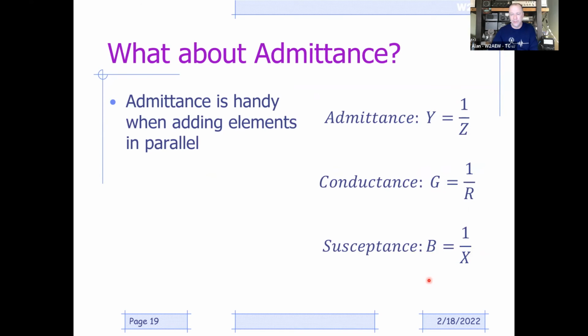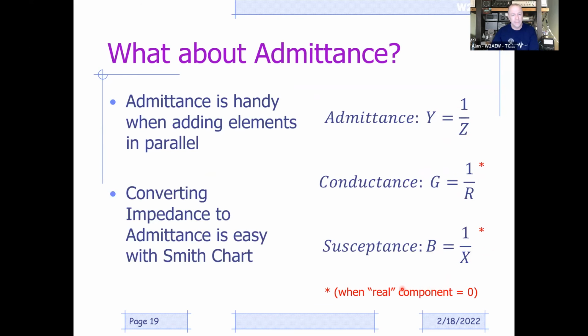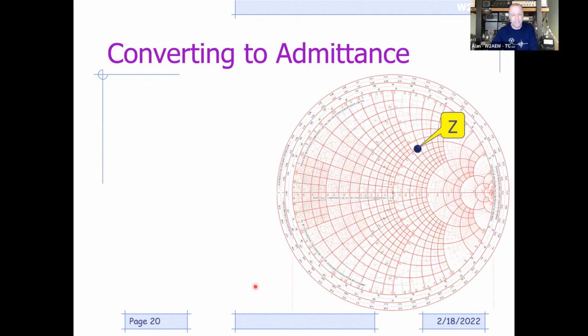So we call that B. But the reality is that if we have a complex impedance, it's not as simple as just inverting each element. It's a bit more complex than that, okay? So converting an impedance to admittance is really easy on a Smith chart. Mathematically, it's tricky when you have a complex impedance, but on a Smith chart, it's really easy, okay? So on a Smith chart, there's my complex impedance there.